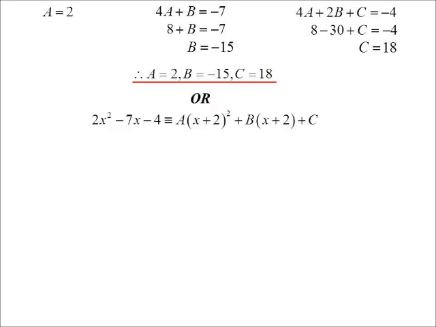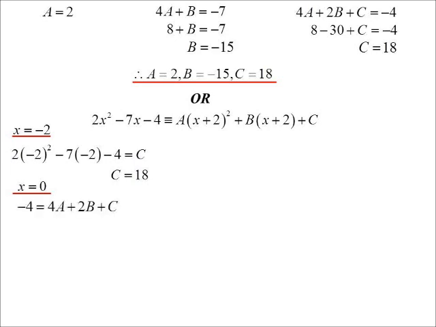I said the other way we could do it is by clever use of substitution. If I substitute in x equals, well, I think the logical one to pick here would be negative 2, because that would make both the a and the b disappear. So x is negative 2, and I get the c straight away. It works out to be, strangely enough, 18. Now, I'll choose x equals 0, because it's always an easy number to substitute in. So I sub in 0, and I get negative 4 is 4a plus 2b plus c, which essentially is the same as saying equate the constants when you think about it.